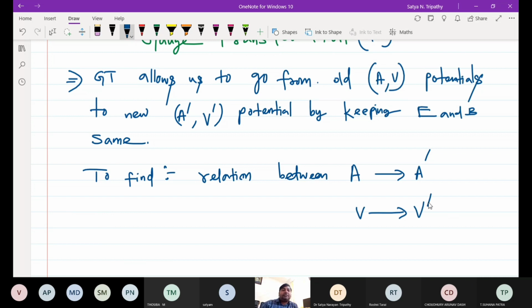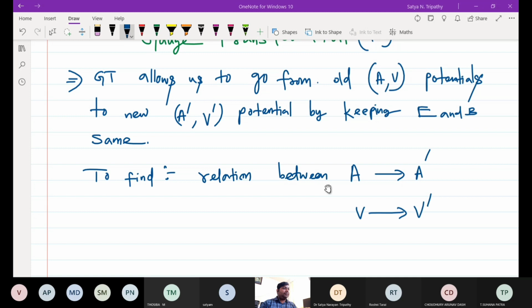Did you understand the gauge transformation basics? That is important. We have old coordinates, we go to new coordinates, but we keep the electric field and magnetic field constant. That is called the gauge transformation. Is it clear? Yes, sir. Okay, so let me go to the next step and see how we should do this.